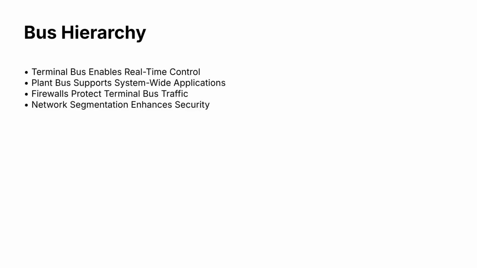Terminal bus, the last mile for real-time control. Field controller. Plant bus, the information backbone for plant management. Controller system-wide applications. Understanding this hierarchy is fundamental to designing secure, efficient, and reliable industrial automation systems. It's also why firewalls and network segmentation are crucial. You must protect the real-time terminal bus from unnecessary traffic originating on the plant bus or higher corporate networks.